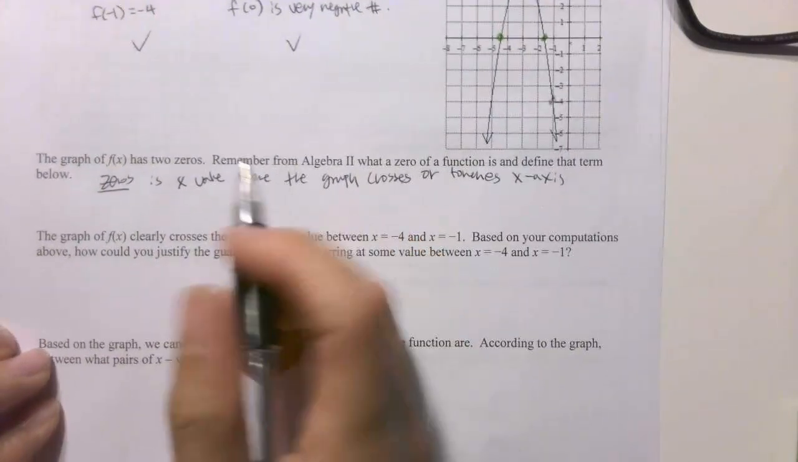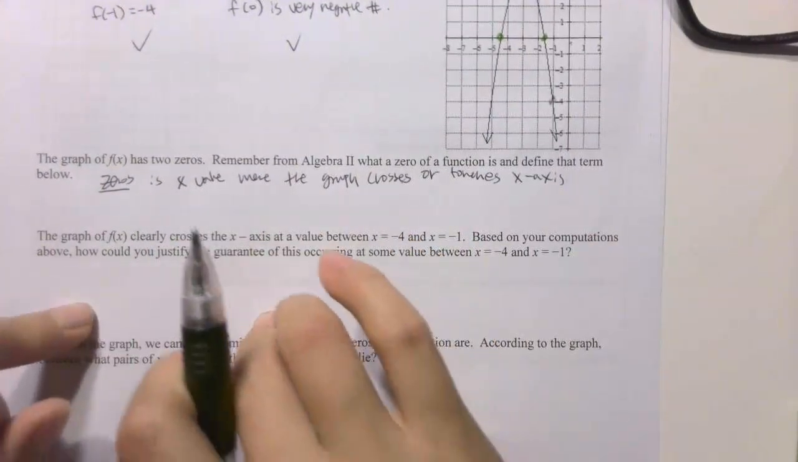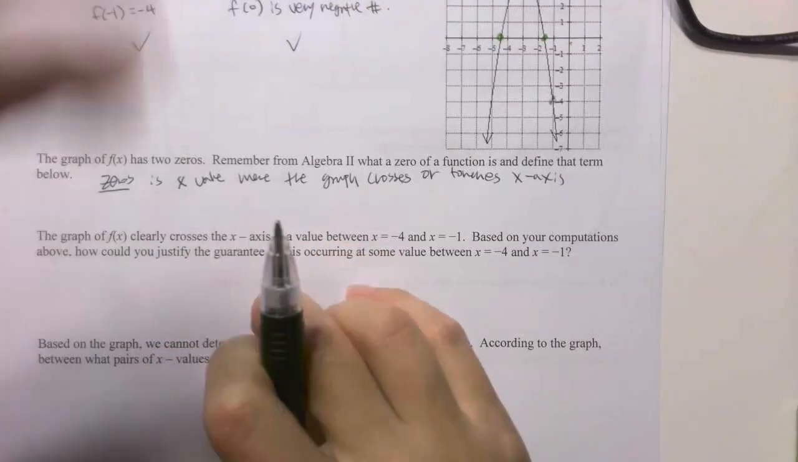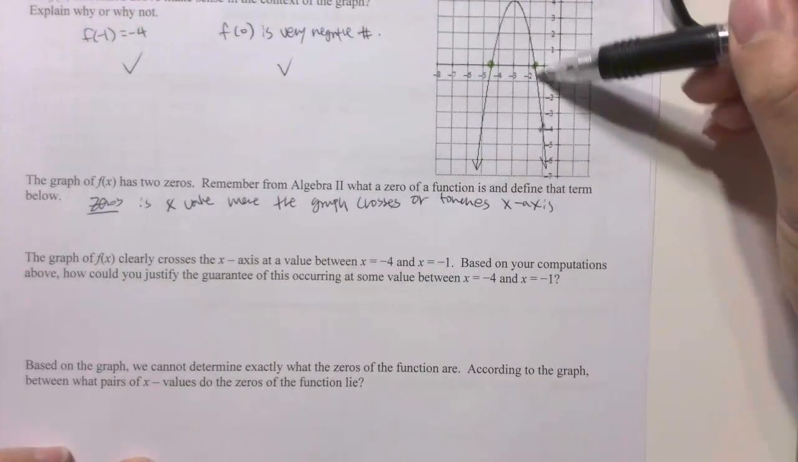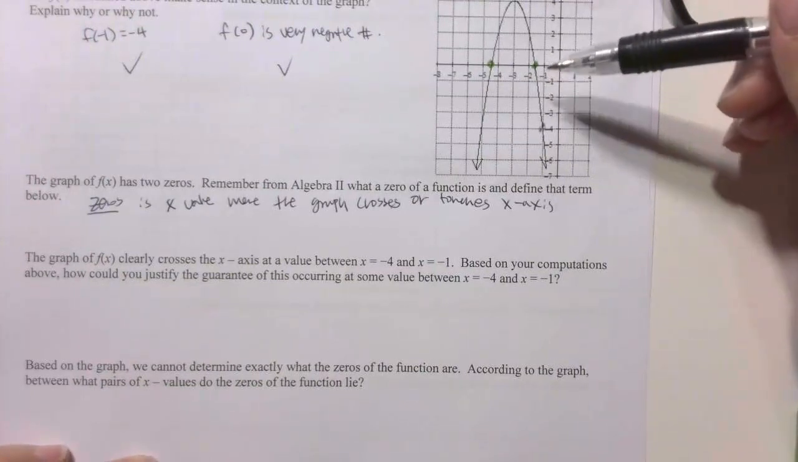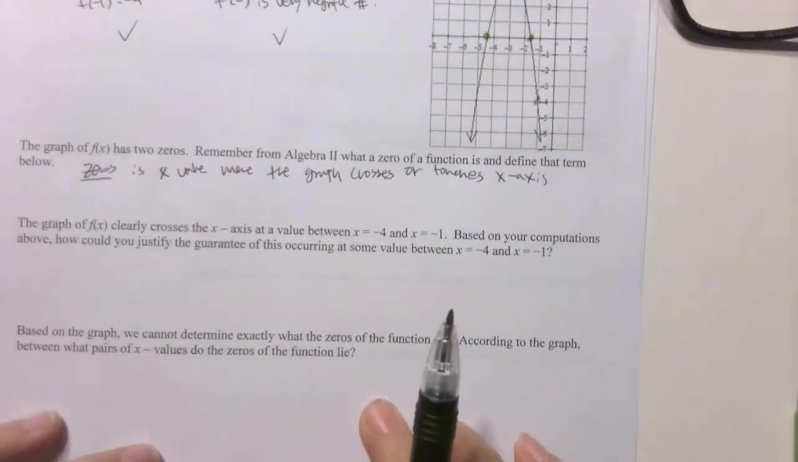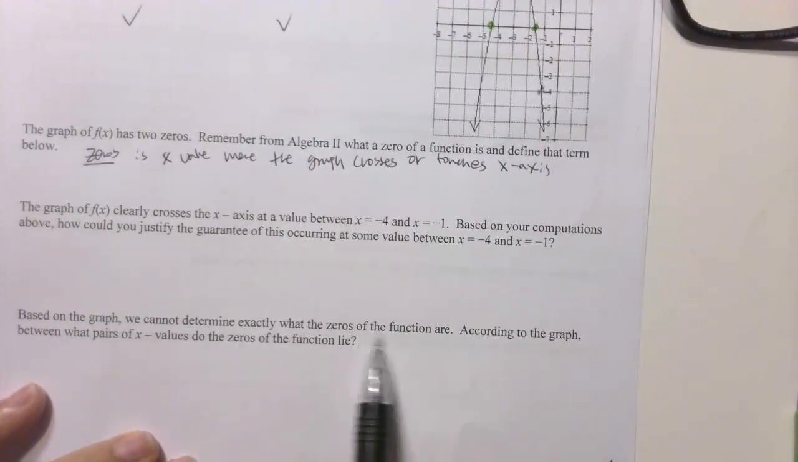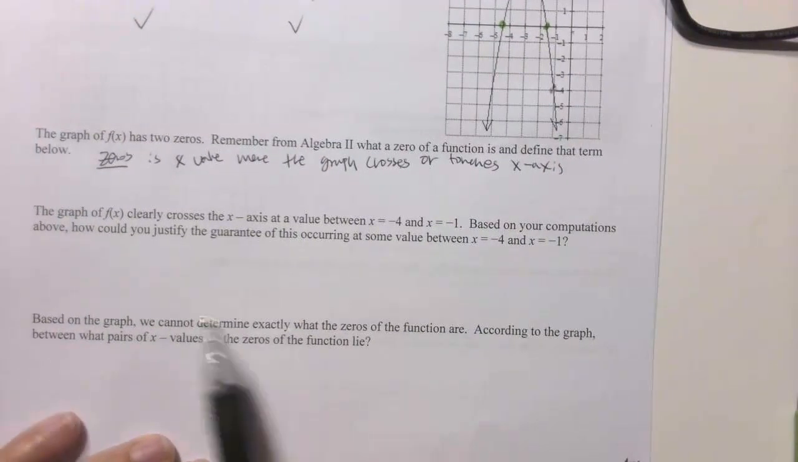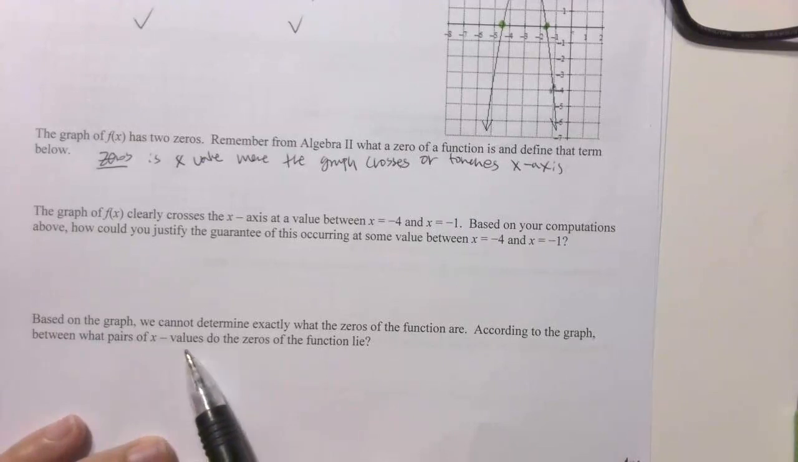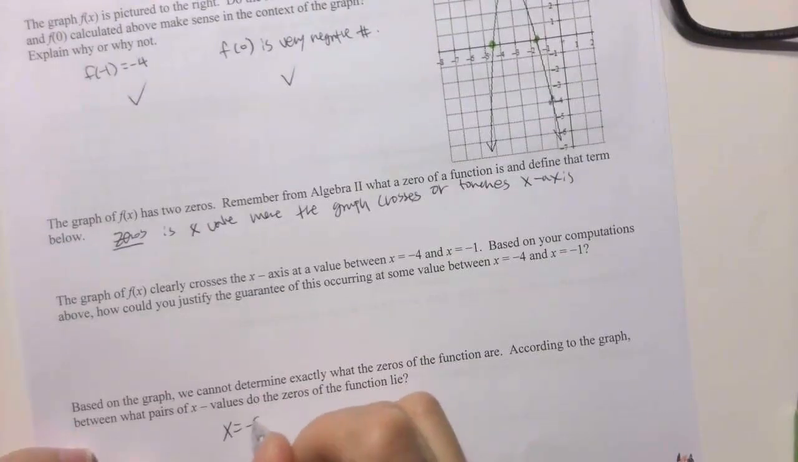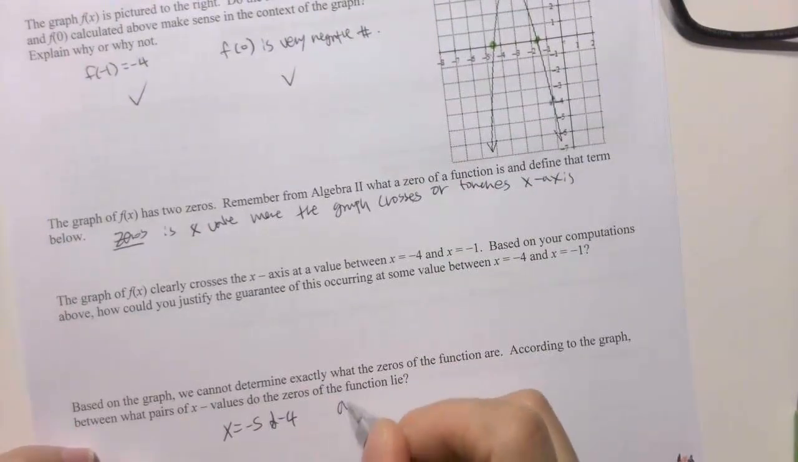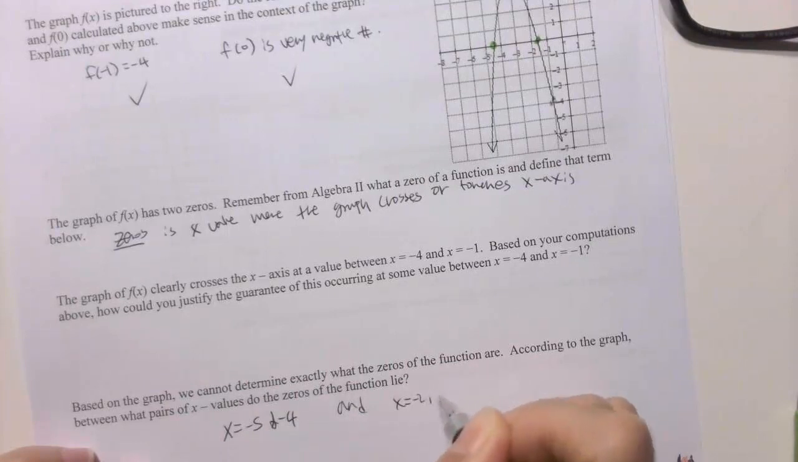There's just a lot of writing, so I'm not going to write it. You can just say that since it went from a positive y value to a negative y value, we can guarantee that it crosses 0 sometime in between. Based on the graph, we cannot guarantee exactly what the zeros of the function are. According to the graph, between what pair of x values do the zeros lie? Between x equals -5 and -4, and between x equals -2 and -1.